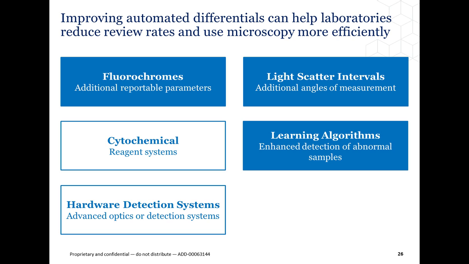Could it be additional light scatter intervals, or harnessing the advancements of artificial intelligence with the use of learning algorithms that catalog abnormal cell types and remember their respective technological signatures, which can later teach the analyzer how to find the abnormal cell? All of these are possible.